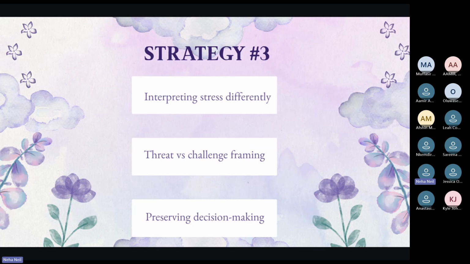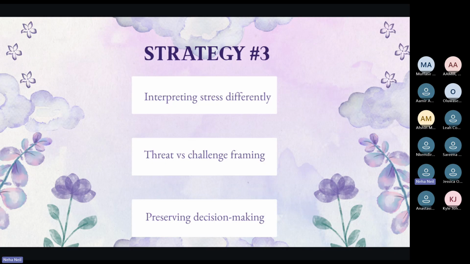Cognitive reappraisal is about changing how the brain interprets a situation, not by denying the stakes, but by reframing what the stress response means. When the brain categorizes a situation as a threat, stress impairs executive function. When it's categorized as a challenge, stress can actually support performance.